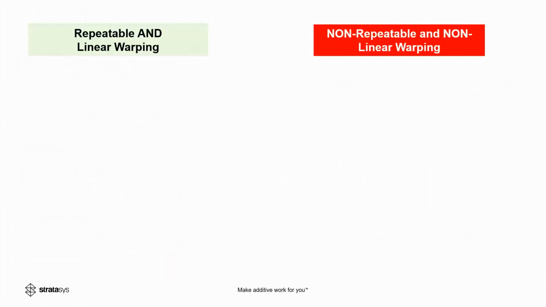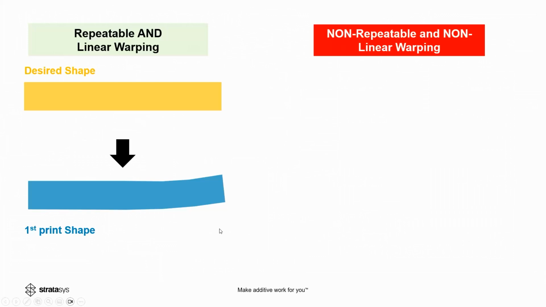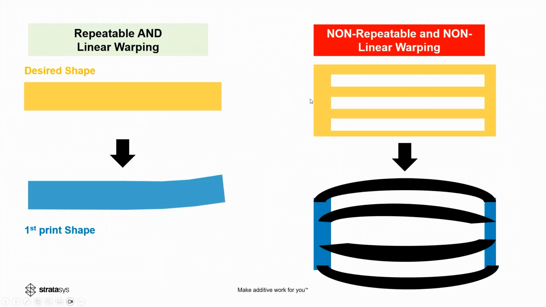Now, what sort of warping can Accuracy Center correct, and what can it not correct? Well, we can correct repeatable and linear warping. That means if you have a shape that kind of looks like this, and it's just bowing upward a little bit, you can correct that, right? It's repeatable and linear, it's small enough. But if you have a shape that looks like this, and it's warping, you can't.